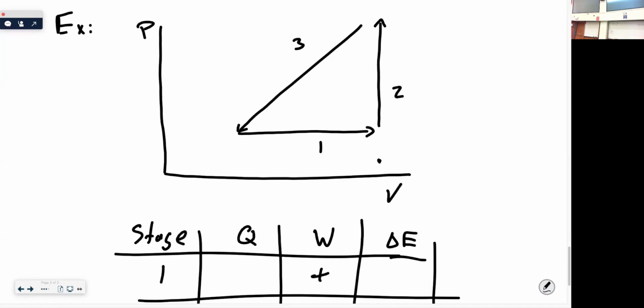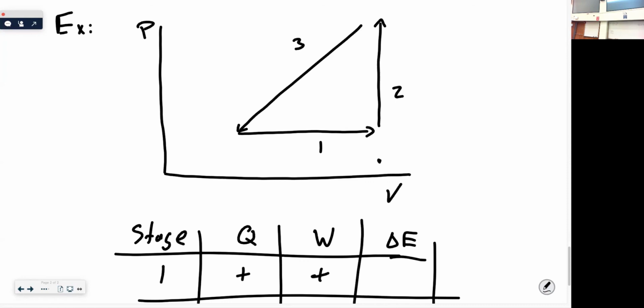If we don't, thermal energy will be lost. The pressure will have to go down as we increase the volume. And so Q has to be positive. What about DE?